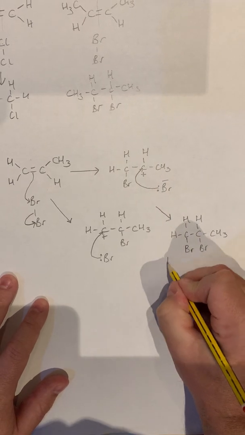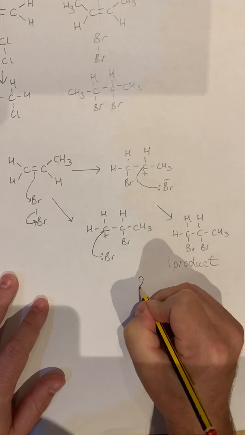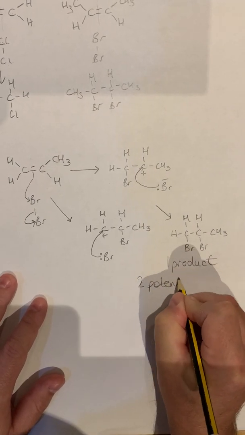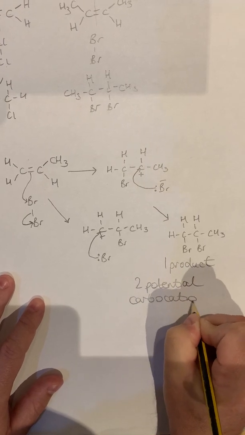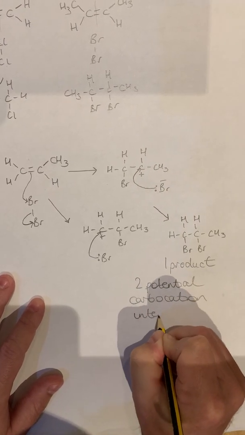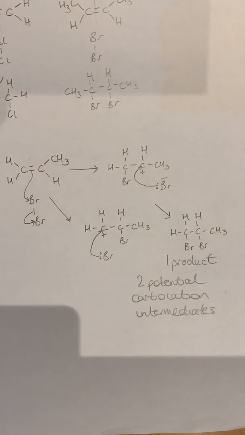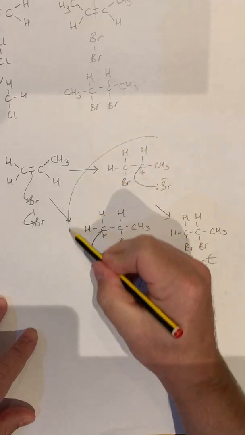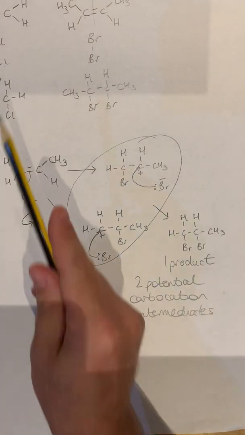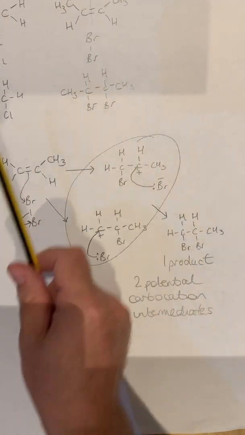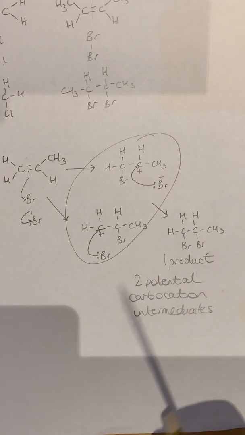that yes, we end up with one product, but there are two potential carbocation intermediates. And that was an introduction to the fact that we get those. Now, when you're reacting the alkene with a halogen, you always just get one product because you're just adding a Cl to one carbon and a Cl to the other carbon in the double bond.